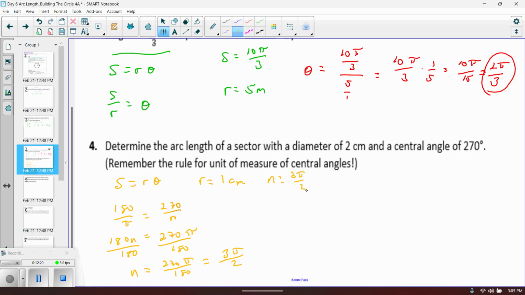All right, well, it makes the last part of this very simple because it's S equals R theta. S equals R, which is 1, times theta, which is 3 pi over 2. Well, 1 times 3 pi over 2 is just 3 pi over 2. And this is in centimeters. So that's the measure of the arc.